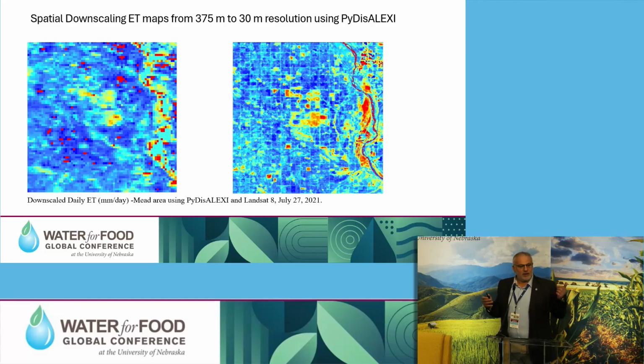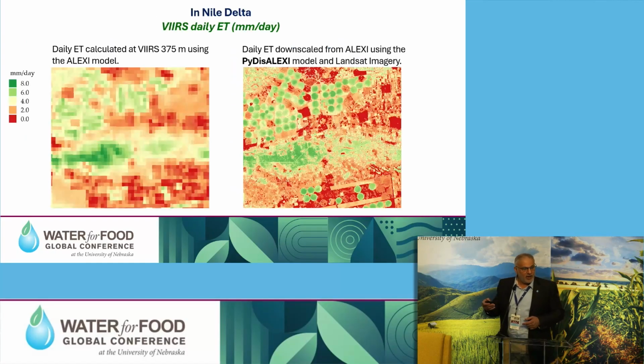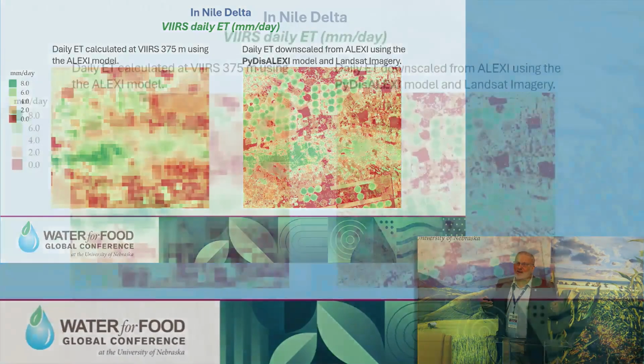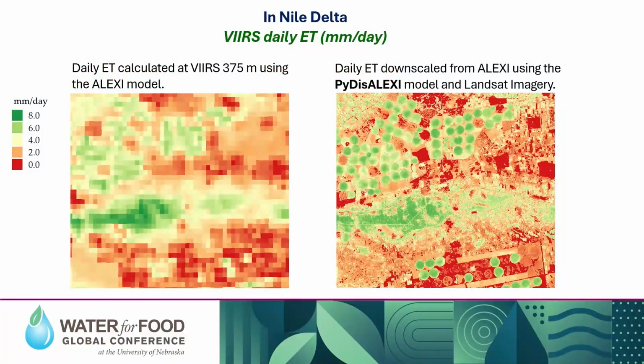But in spatial resolution, we can go down to 30 meters. This is the progress that we are making right now, so we can serve farmers a better resolution to operate their farms. That's in Mead, Nebraska. This is another example in the Nile Delta, downscaling. As you see here, let me give you perspective: every center pivot is 4 pixels of ALEXI. You can see the pixels and you see the center pivots.